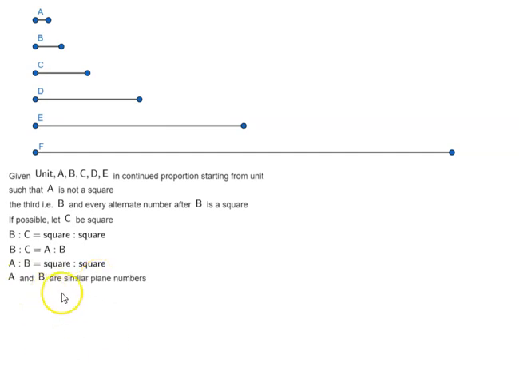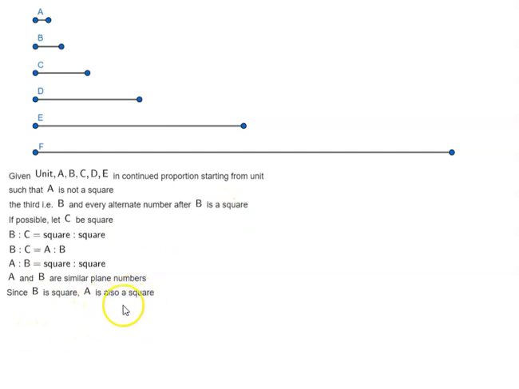That means A and B are similar plane numbers. Plane numbers means what? That they are products of two numbers. Similar means that their corresponding sides are in proportion. Okay, since B is square, that means A is also a square.